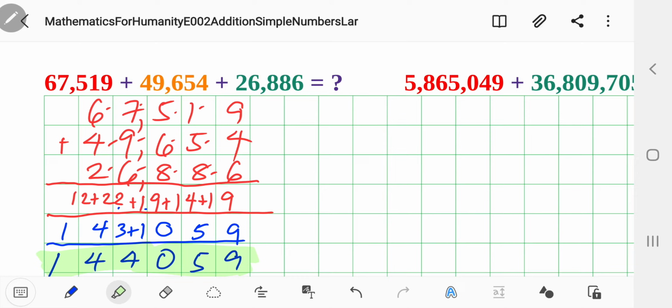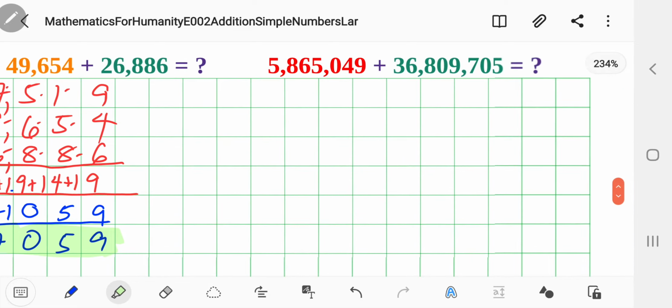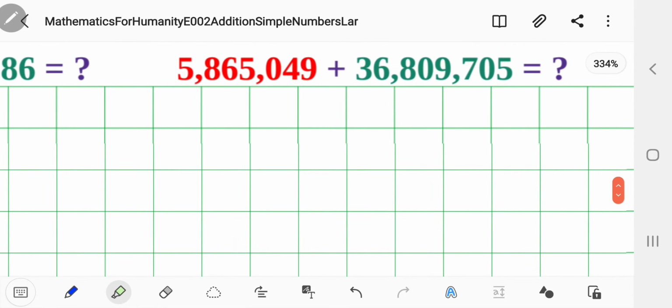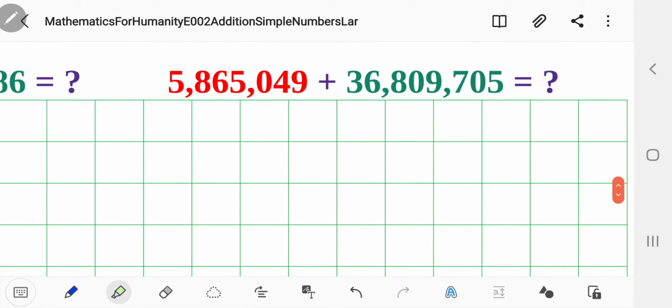So just practice the method that is taught here, and you don't have to worry about adding very large numbers. The next one here, you have 5 million.